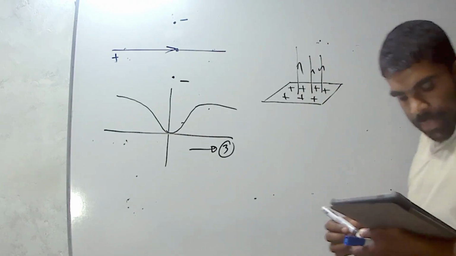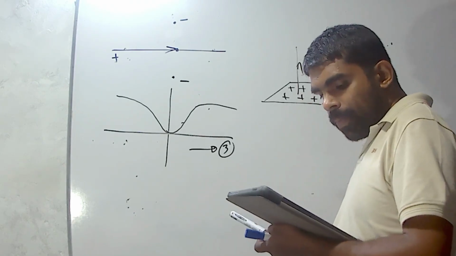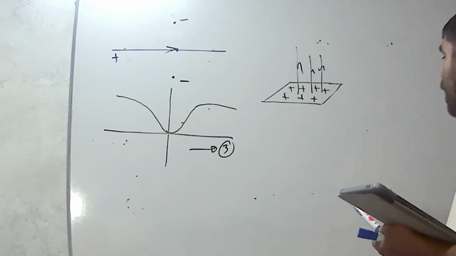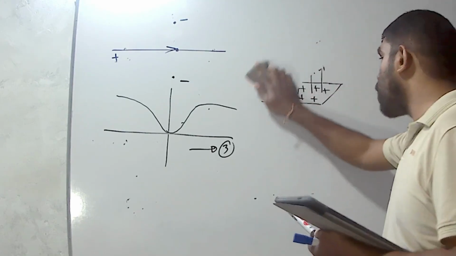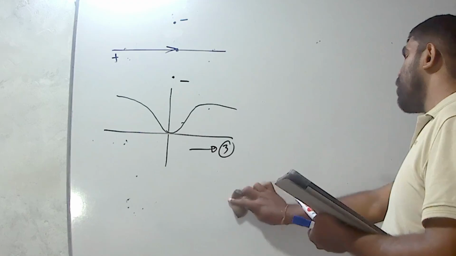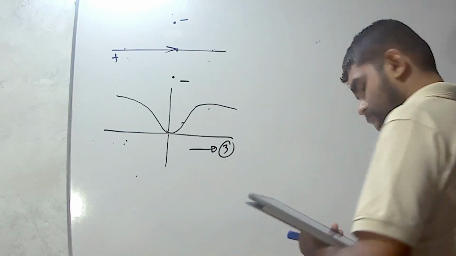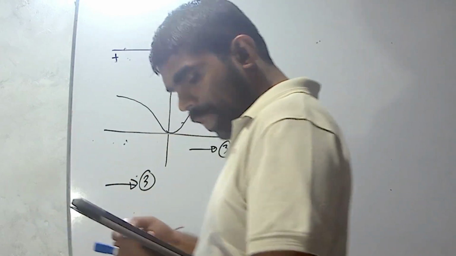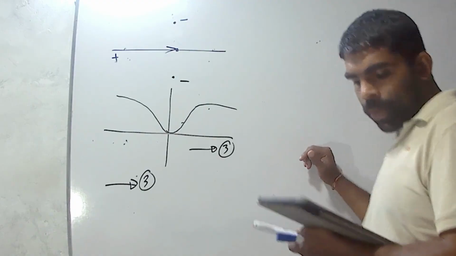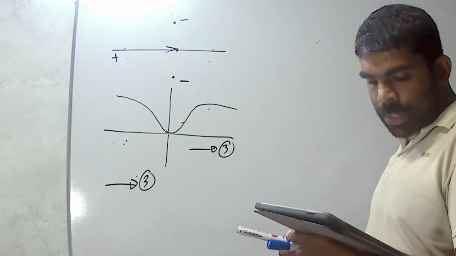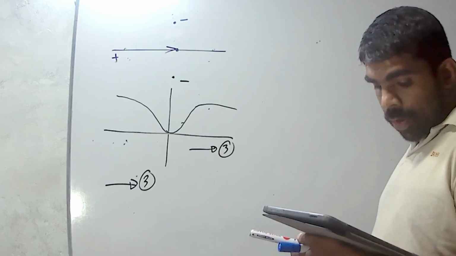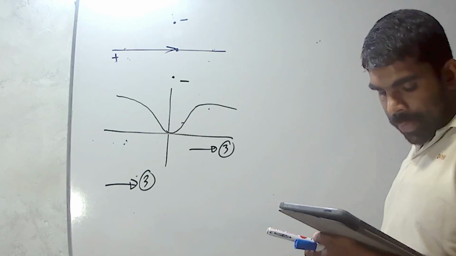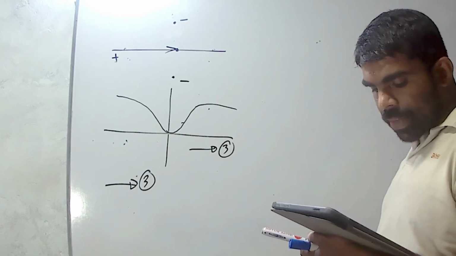The third one, electric field lines can form closed loops. No, electric field lines are not making closed loops. Those are starting from a plus charge and ending at a minus charge. Therefore, incorrect statement is third one. Then I will explain fourth one and fifth one. Fourth one, electric field lines begin on positive charge and end on negative charge. Yes, it is correct. Fifth one, electric field lines can never intersect with one another.